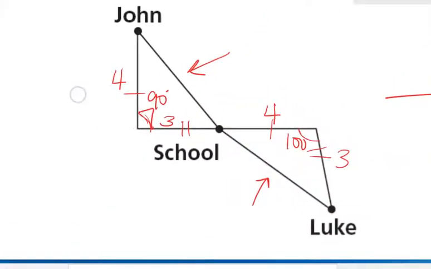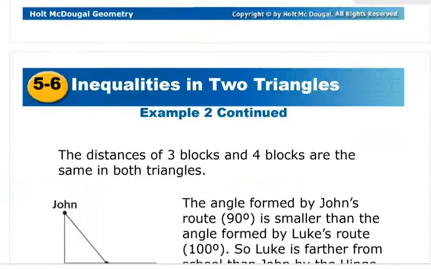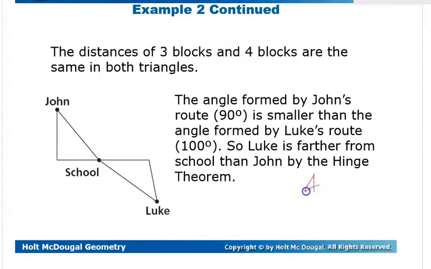So here's your two triangles. I labeled it all for you. Which side is bigger? This one. So Luke would be further away from John than John. Luke is further from the school than John.